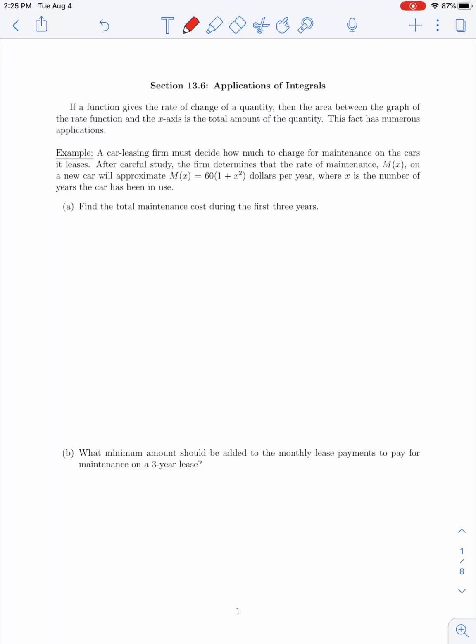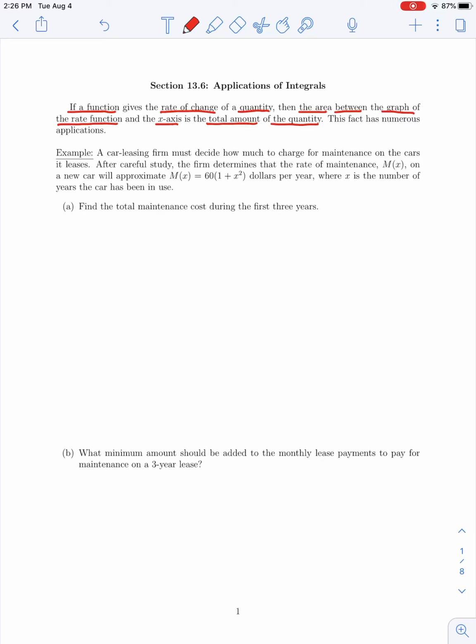Okay, in this lecture we're going to cover the first part of our section 13.6 material on applications of integrals. One application that we're going to focus on throughout this section is the following. If a function gives the rate of change of some quantity, so the derivative of some quantity, then the area between the graph of that rate function and the x-axis, which we know is given by a definite integral, is the total amount of that quantity. So we're going to consider some applications of this throughout this section.